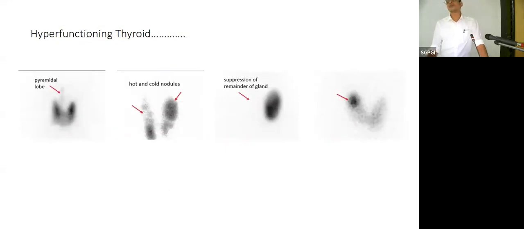So what kind of patterns can we see on the thyroid scan? Basically in children, we mostly see thyroiditis and Graves' disease. These other patterns are usually seen more in adults.